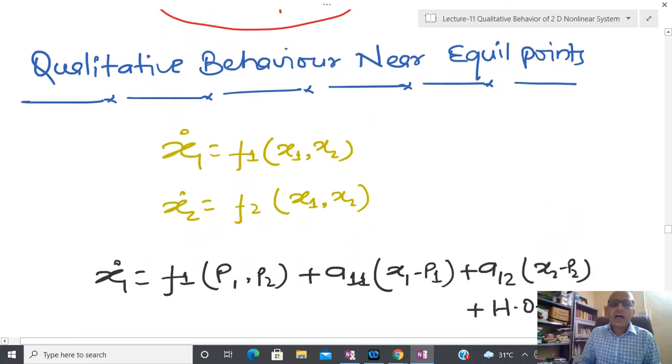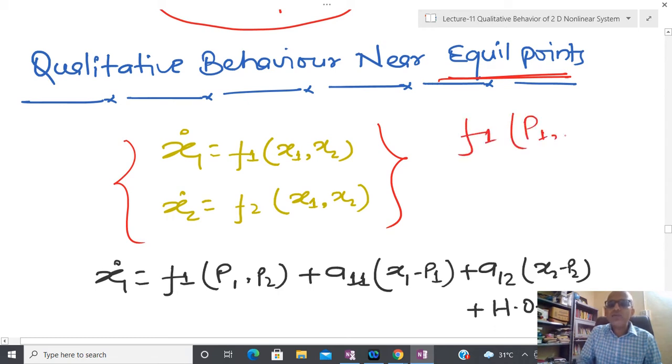Okay, so I have now explicitly mentioned the qualitative behavior near the equilibrium point. I am not talking about the qualitative behavior of the whole dynamical system, I am just going to concentrate on the equilibrium point. Here you can see that I have this two-dimensional nonlinear system, and I am assuming that P1 and P2 is the equilibrium point. So how to confirm P1 and P2 is the equilibrium point? If you substitute P1, P2, then that becomes 0. Similarly, if P1 and P2 is the equilibrium point, these two equations should be satisfied.